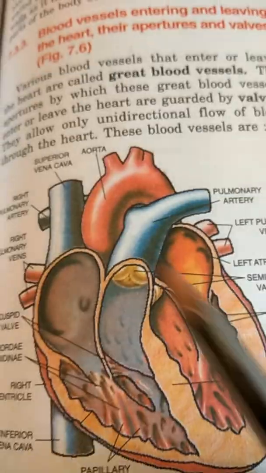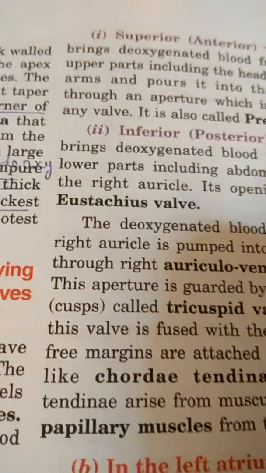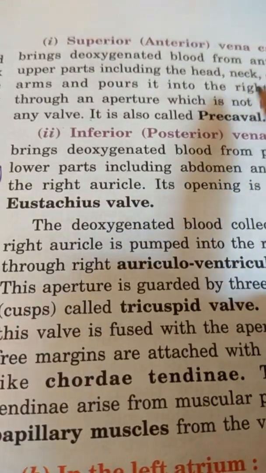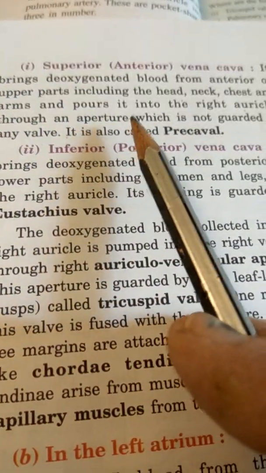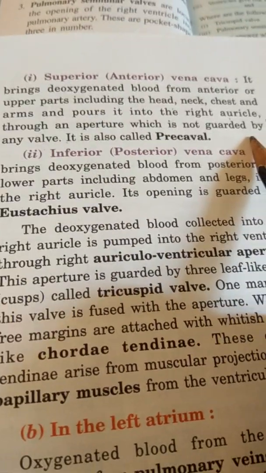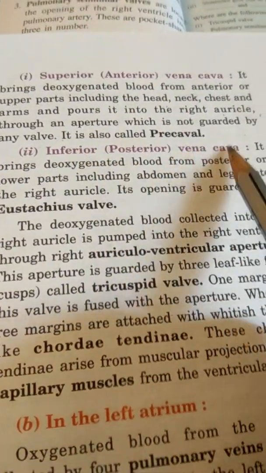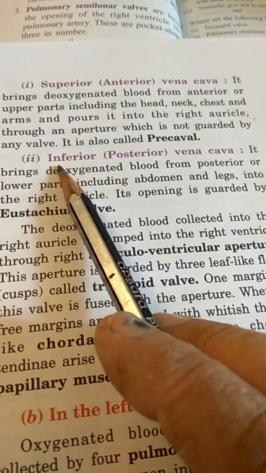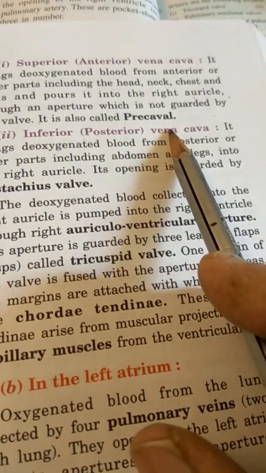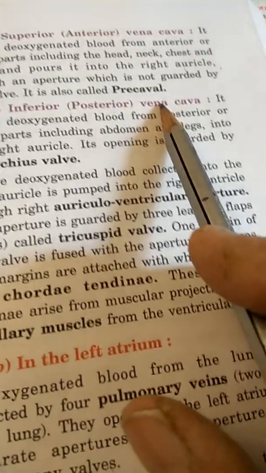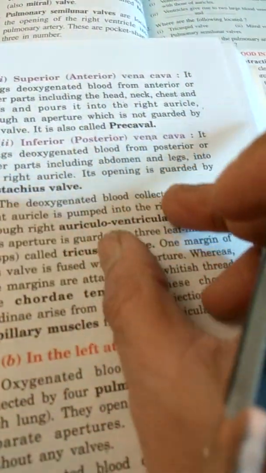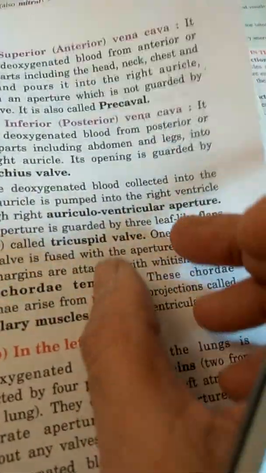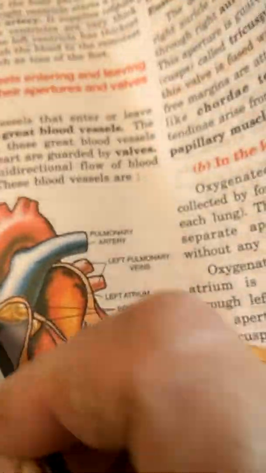This blood vessel brings deoxygenated blood from the anterior or upper parts of the body, including head, neck, chest, and arms, and pours it into the right auricle through an aperture which is not guarded by any valve. There is no valve present in it. This aperture is called precaval. It is the opening between the superior vena cava and the right auricle.